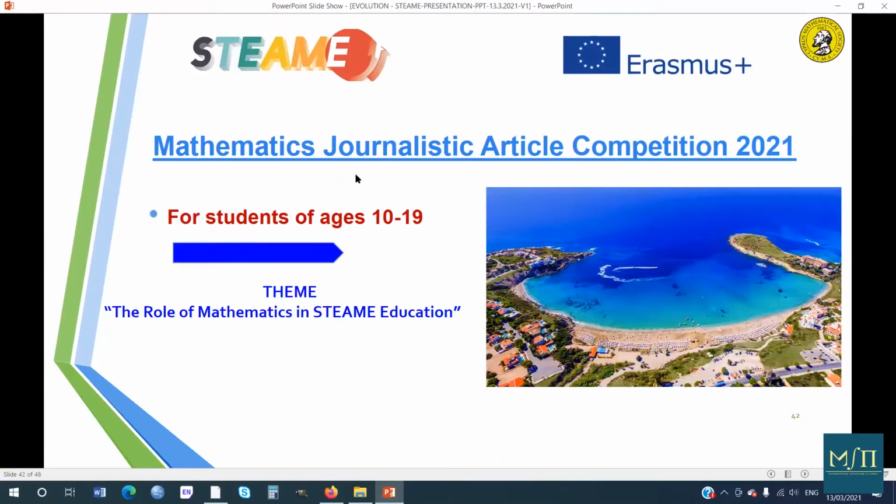There is another competition you may be interested in. It's a mathematics journalistic article competition. This is supported by the European Mathematical Society. This is for you to write an article up to 1,000 words. This is for students of age 10 to 19. And the theme for this year is the role of mathematics in STEM education. So we're looking for articles from students.